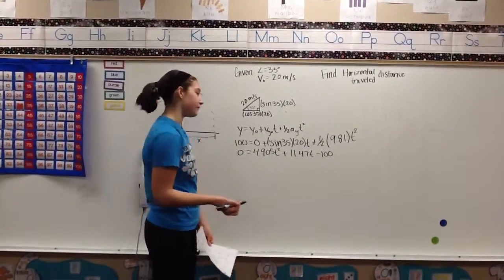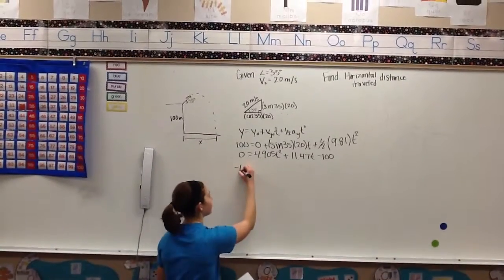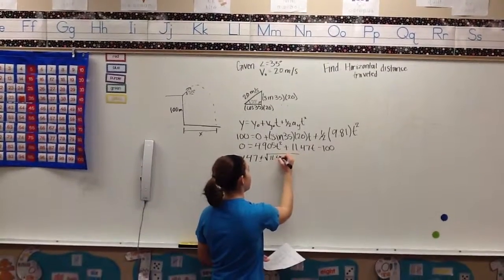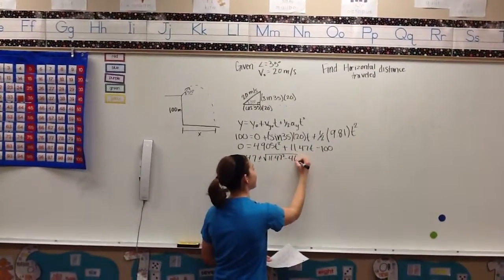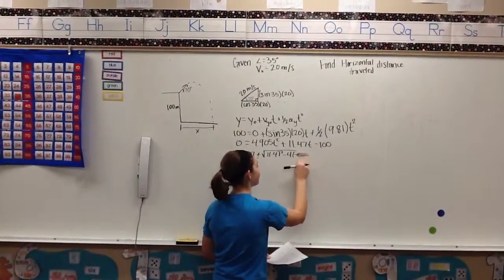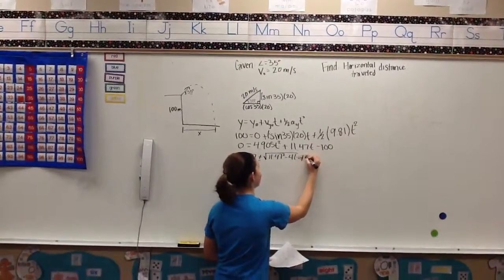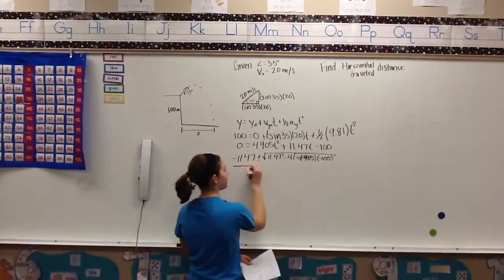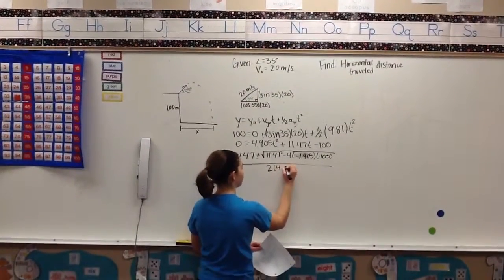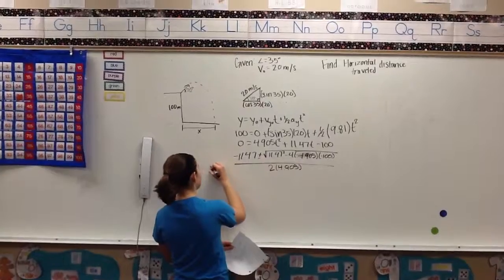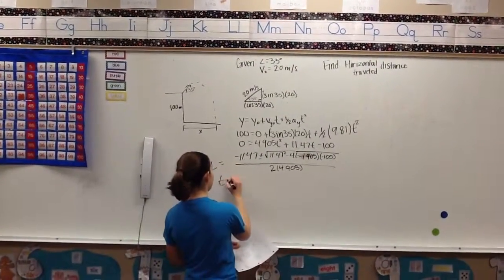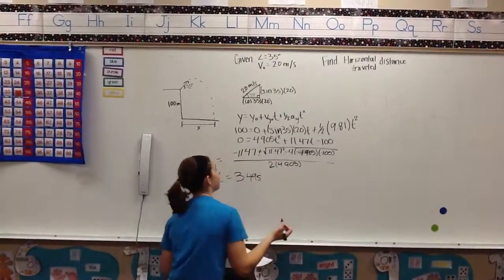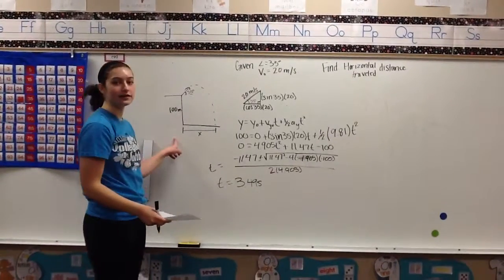Then you use the quadratic formula, negative b plus or minus the square root of b squared minus 4ac, all over 2a. That's what t equals. So then t ends up being 3.49 seconds. So now that you have t, then you can use the x component form.